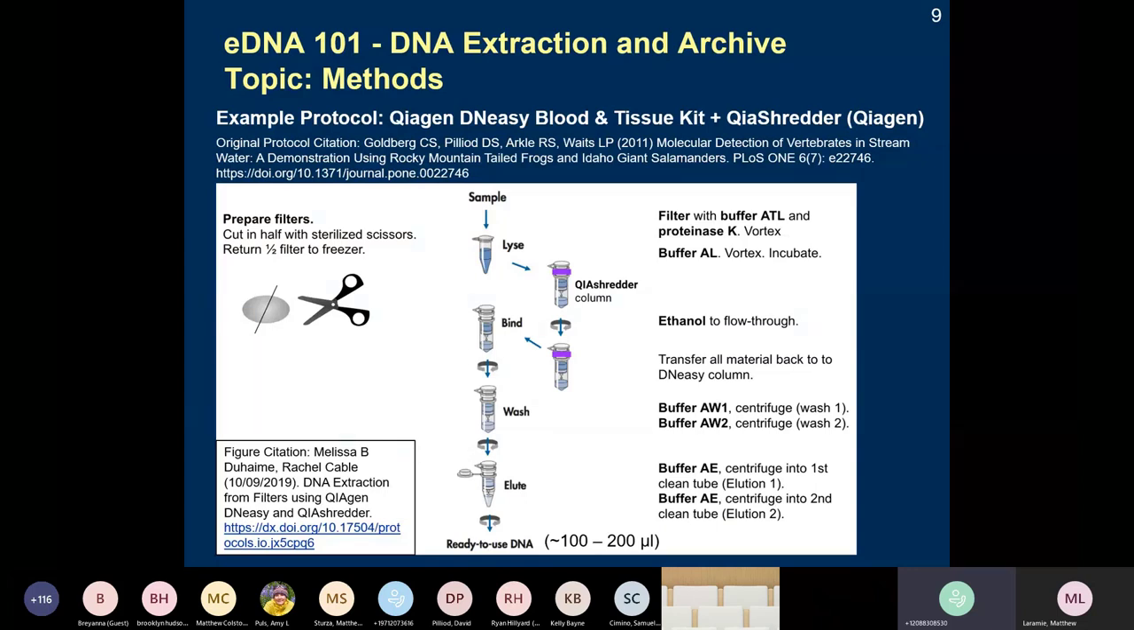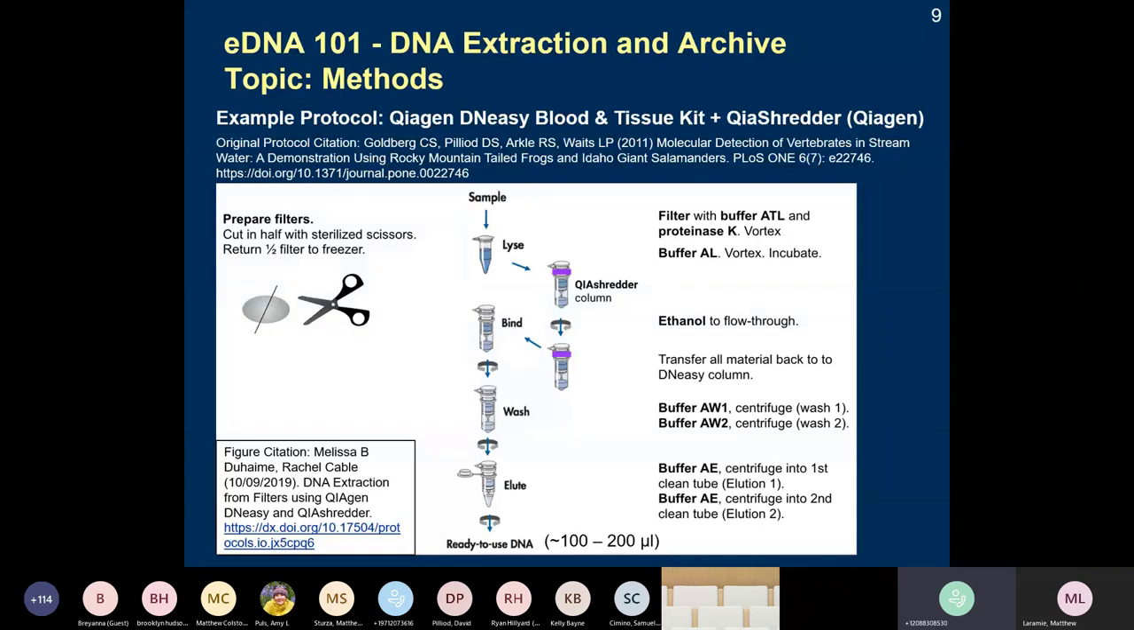Essentially, it's about a two-day protocol. There's a lot of repetitive pipetting and centrifuging. Our lab techs can attest to that. I'm not really showing you this to teach you how to do it, but rather just to give you an idea of what types of steps are involved in an extraction.